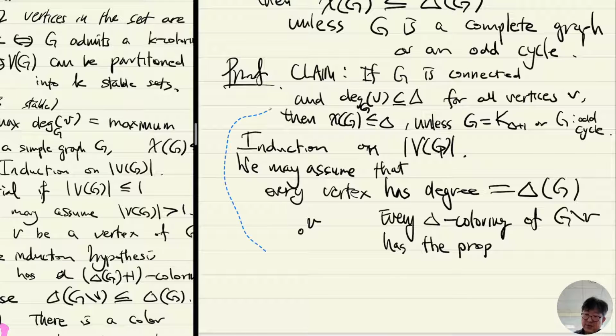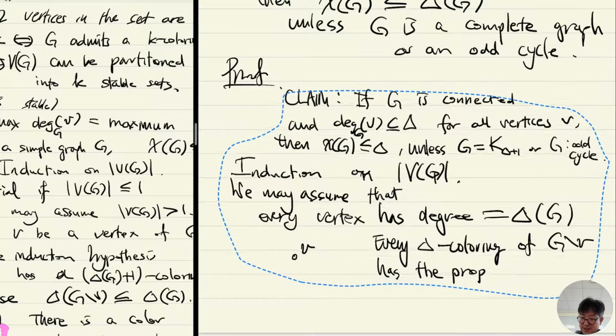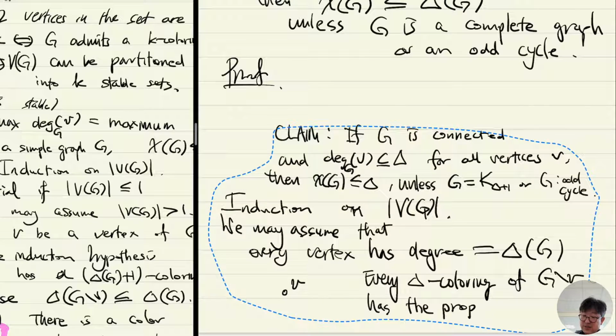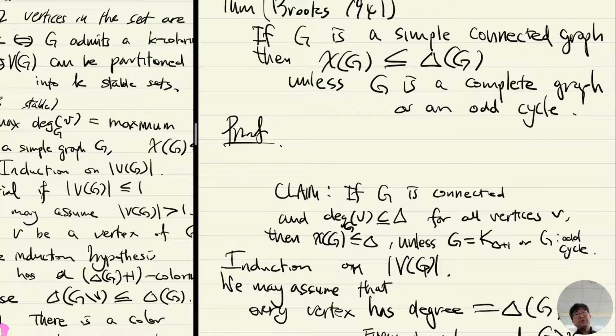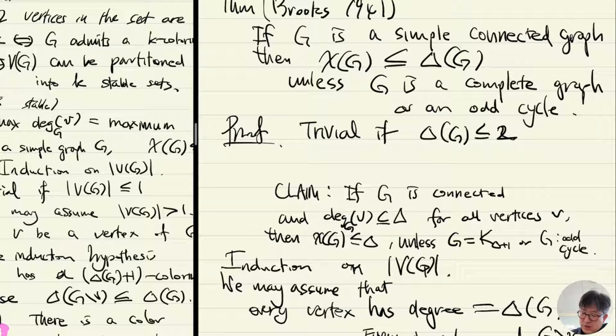Well, you can even do further. Let's not worry too much about odd cycles, because if the maximum degree is 2, it's trivial. If delta is 2, then graphs are either paths or cycles, and the chromatic number is at most 2 unless it's an odd cycle. So it's trivial if the maximum degree is at most 2.